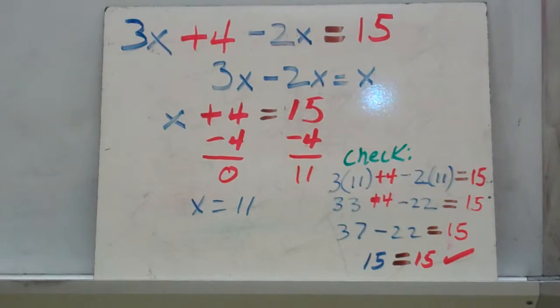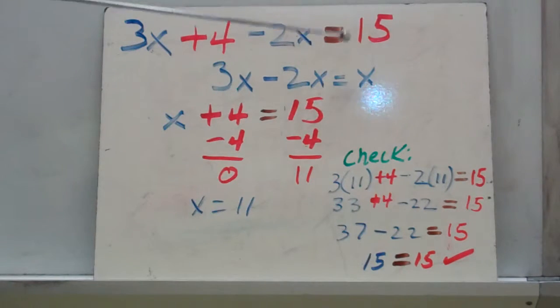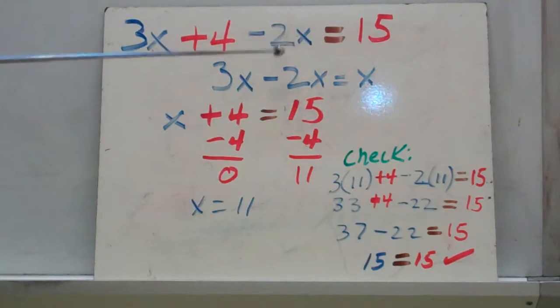In this example here, we have 3x plus 4 minus 2x is equal to 15. So what we're going to be doing here is combining like terms on the same side of the equal sign. Since they're on the same side, we do not need to do the additive inverse. We do not need to add 2x to both sides or subtract 3x from both sides. We just need to put the 3x and the negative 2x together, and they will become simply x.